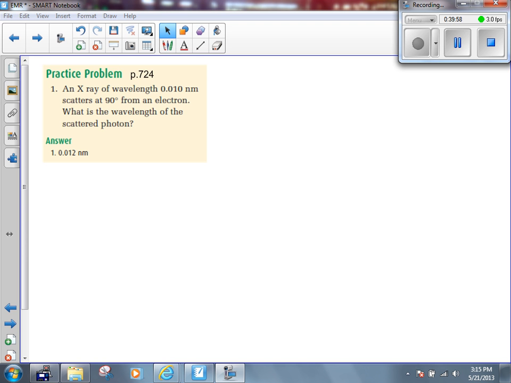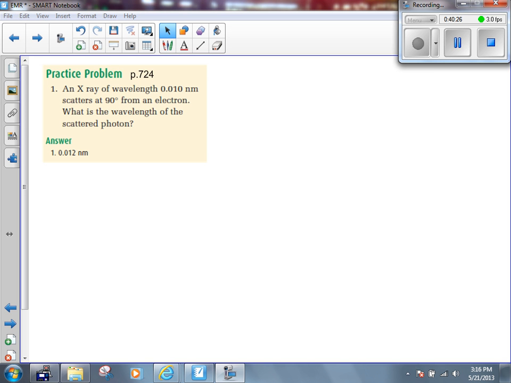Lambda f, lambda i. Well, its equation is delta lambda equals h over mc times 1 minus cosine theta. The delta lambda is lambda f minus lambda i. So far, so good? If we want to find lambda f, we take that over by adding, right, because it's negative lambda i.